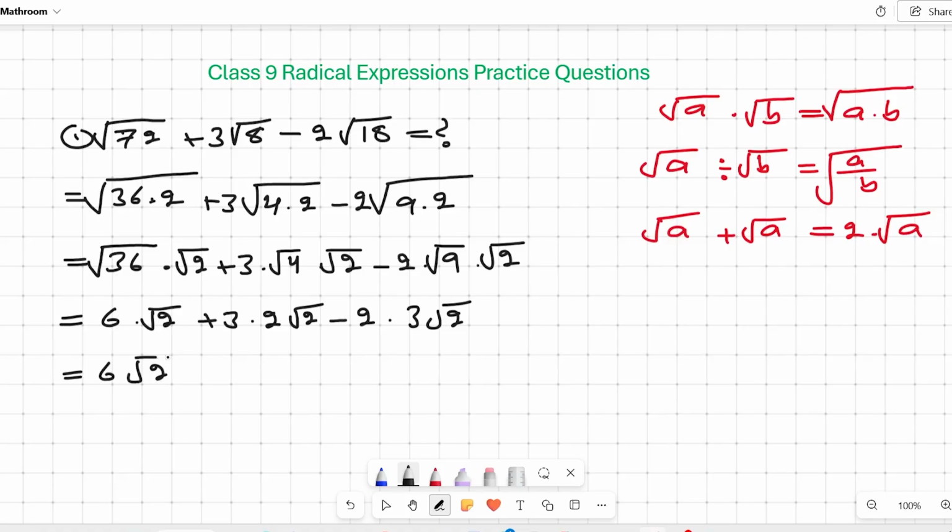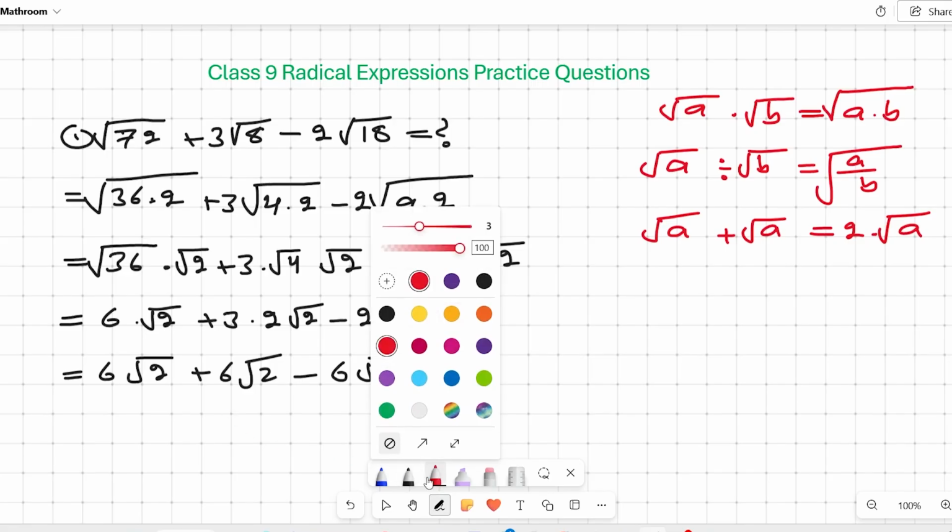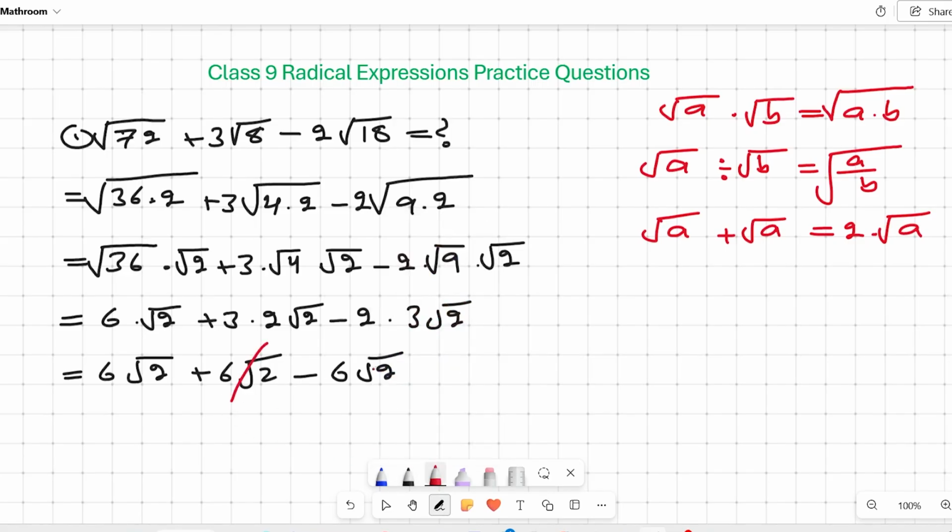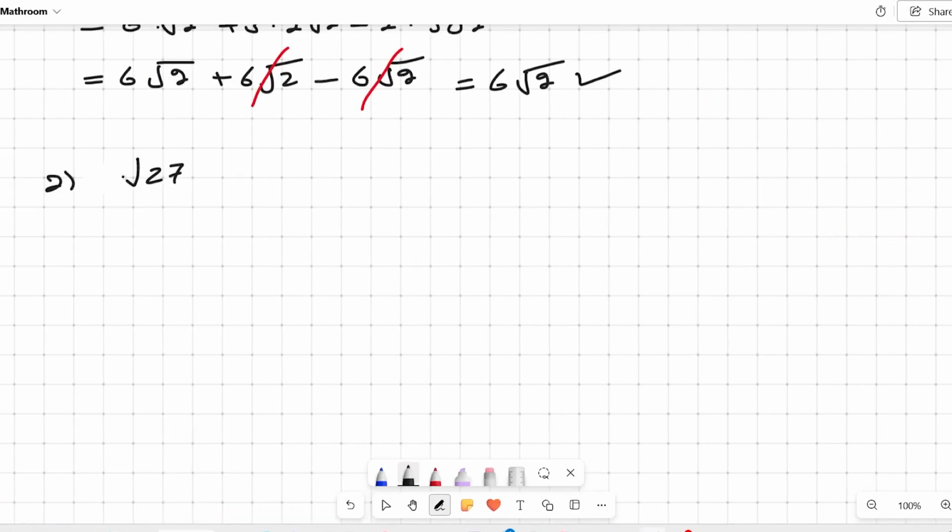Equal 6 times the square root of 2 plus 3 times 2 is equal to 6 square root of 2, minus 2 times 3 is equal to 6 square root of 2. As you know, these two values are the same, but their signs are different. So it means that these two cancel each other, and the final result is 6 times the square root of 2.